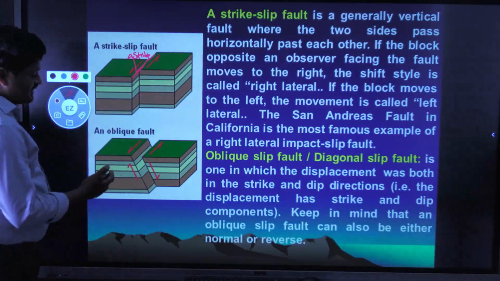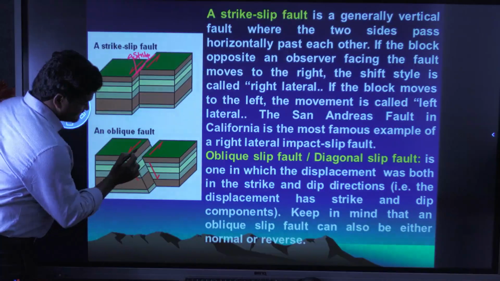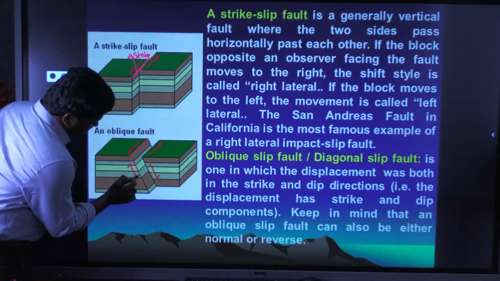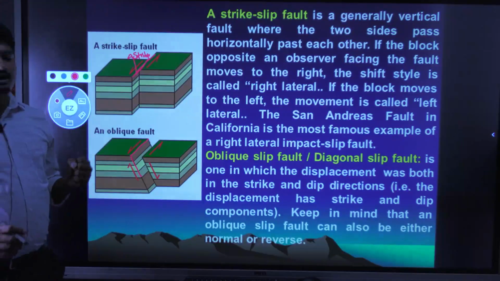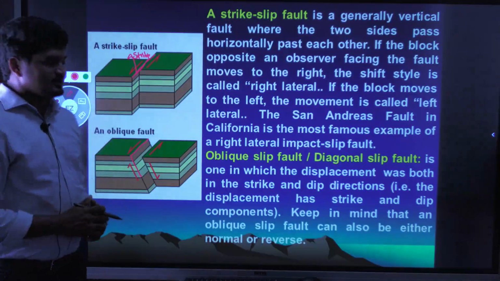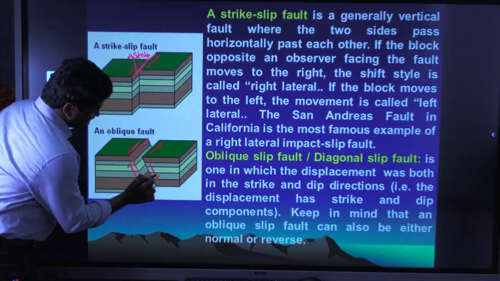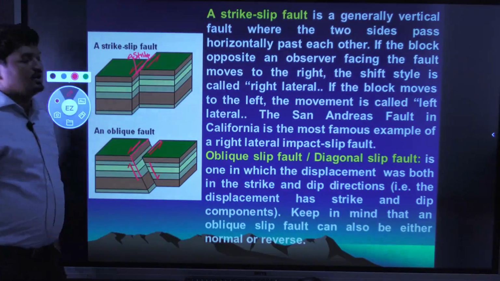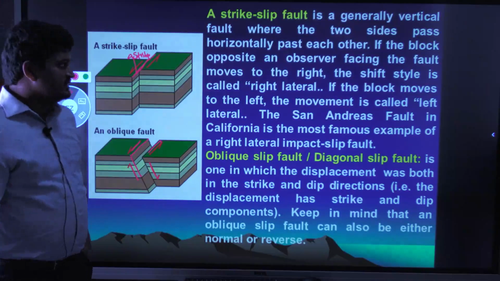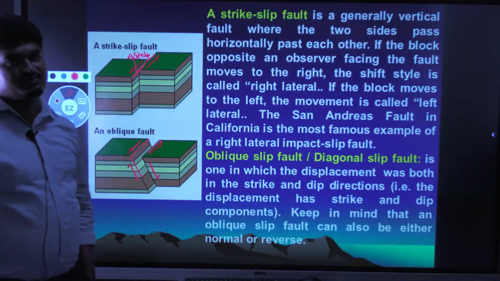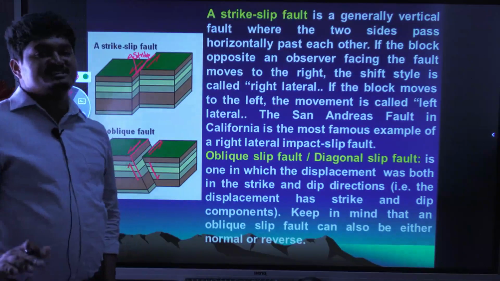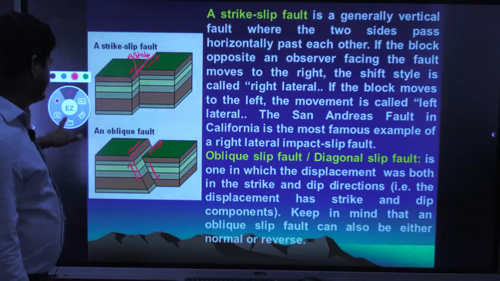If you look at the oblique fault, this is the strike of the bed and this is the dip of the bed. The movement occurs in both places, along the strike direction and along the dip direction, and we have to identify it. This we call an oblique fault or diagonal fault. These faults are developed based on the strike and dip directions.